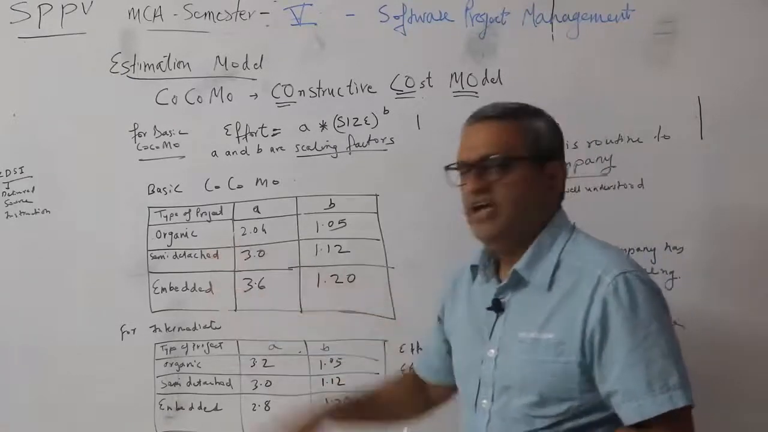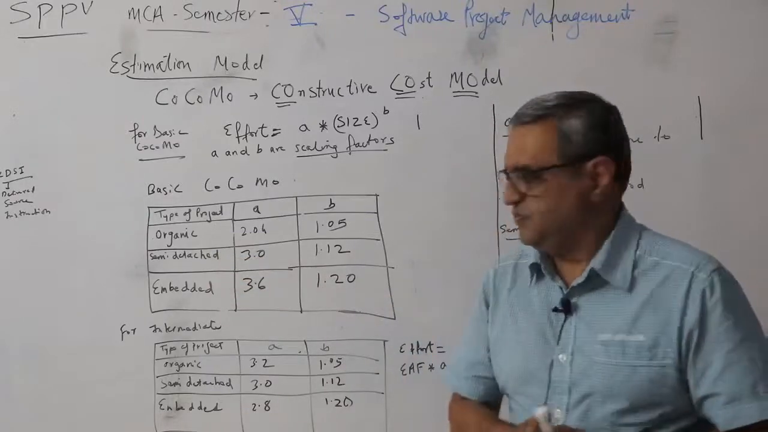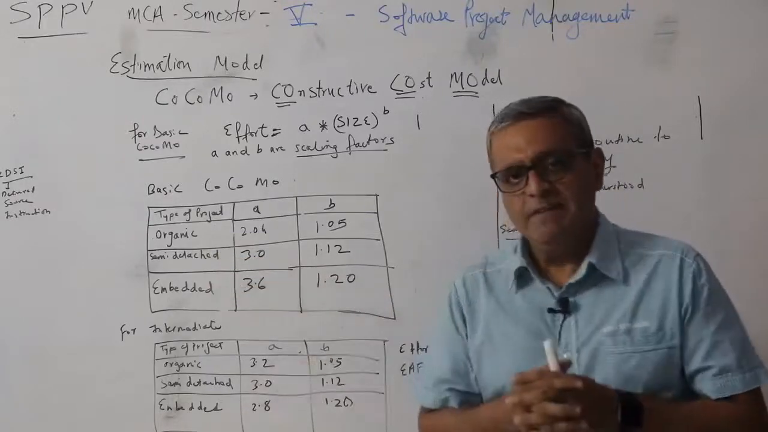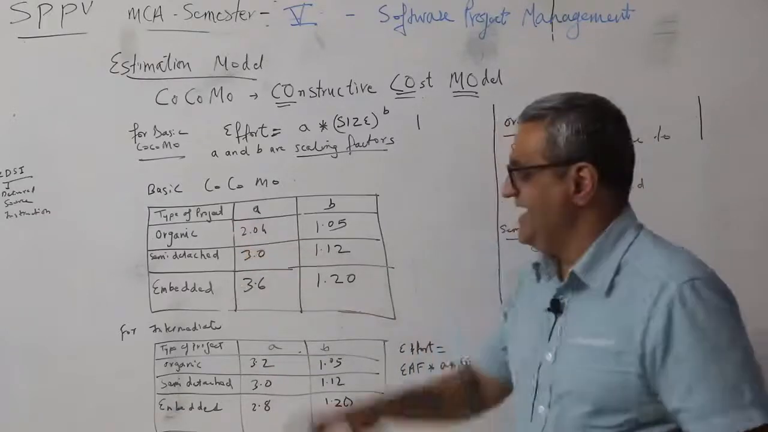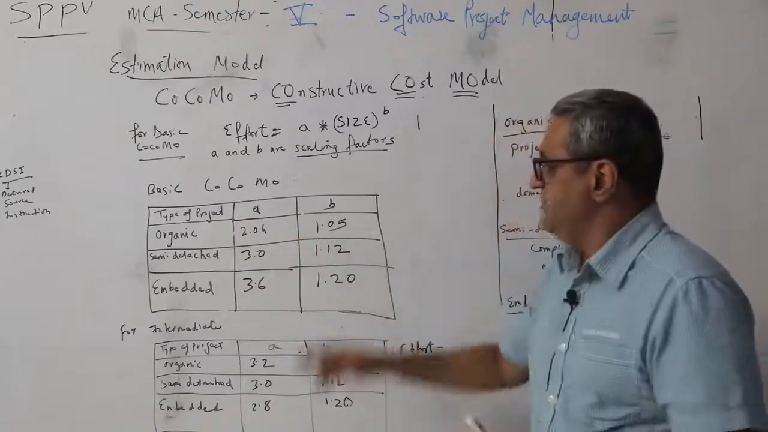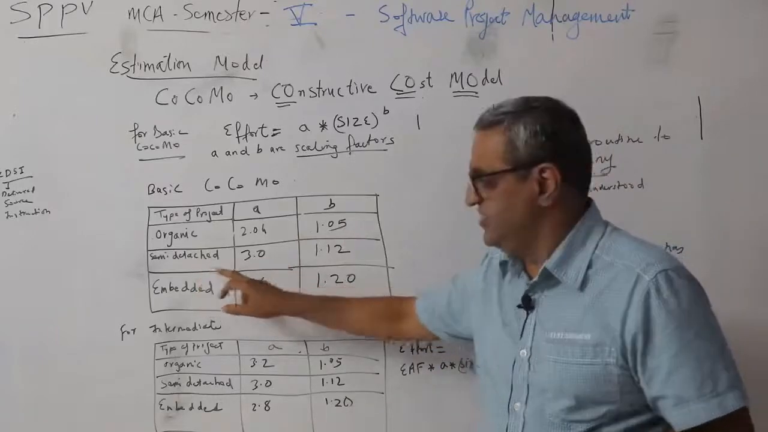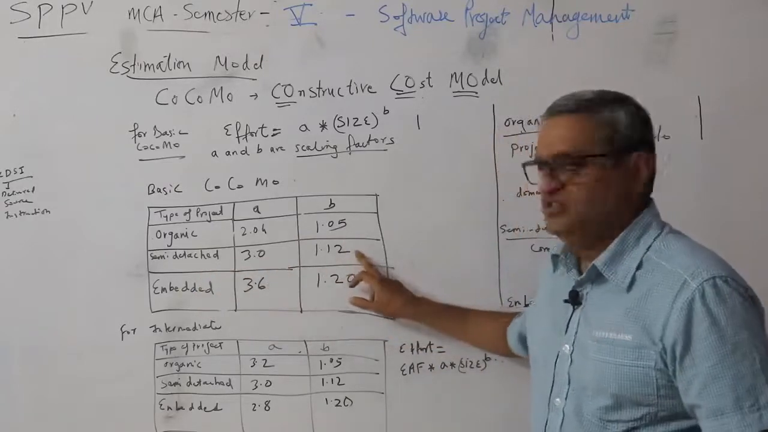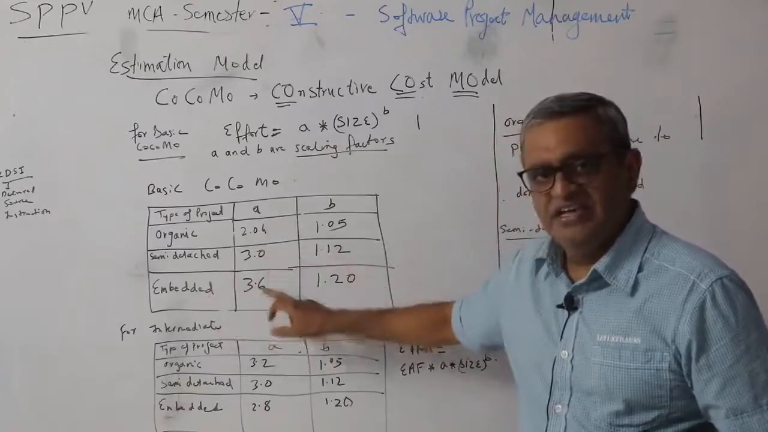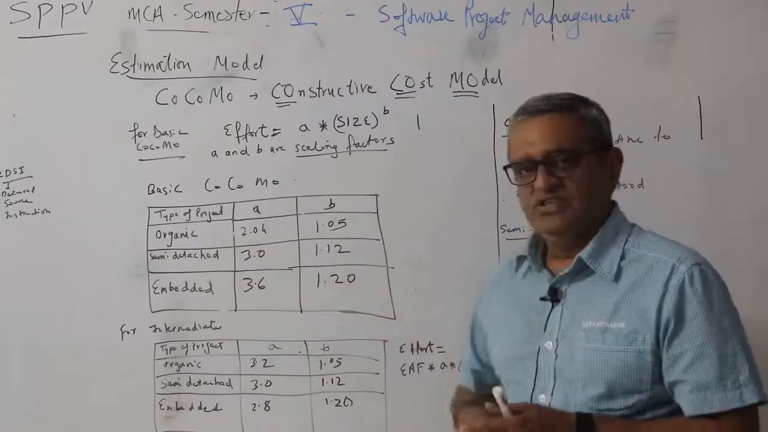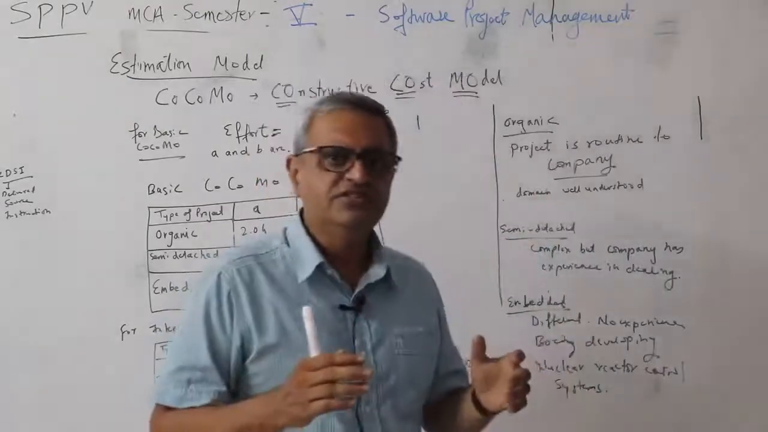One is organic type of project, second is semi-detached type of project, and third is embedded type of project. For organic type of project, A is 2.04, B is 1.05. A for semi-detached is taken as 3.0, B is 1.12, and embedded is given where A is 3.6 and B is 1.20. Now let us quickly see what are these types of projects.